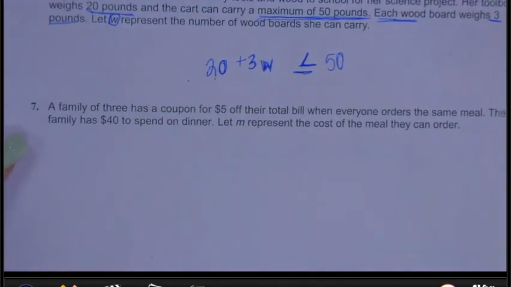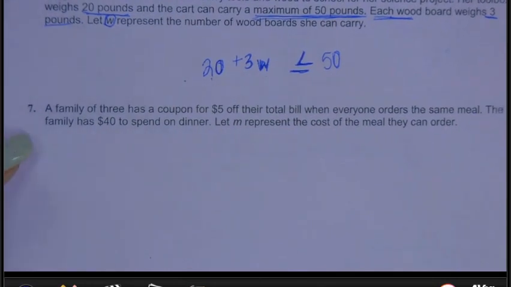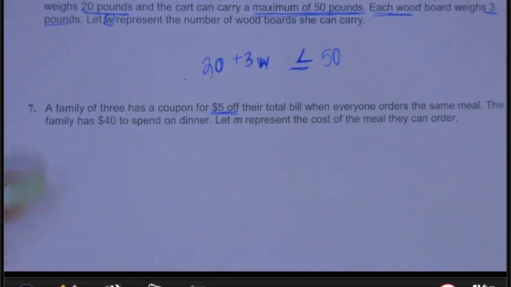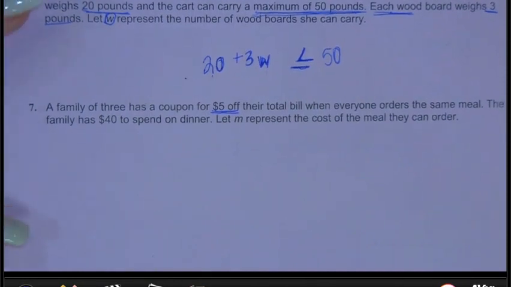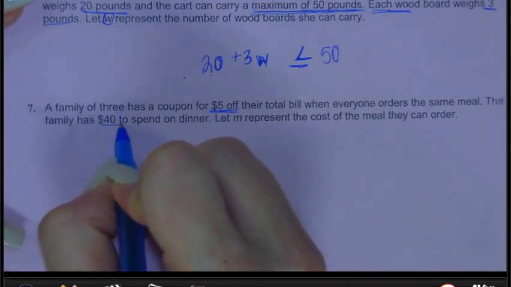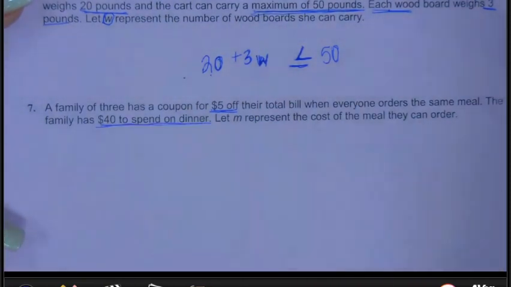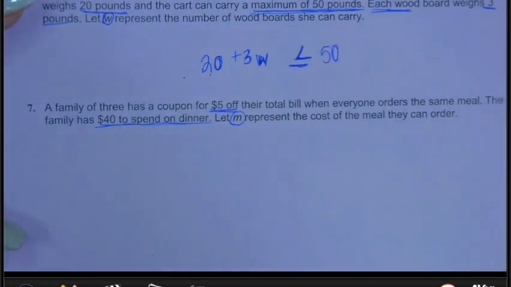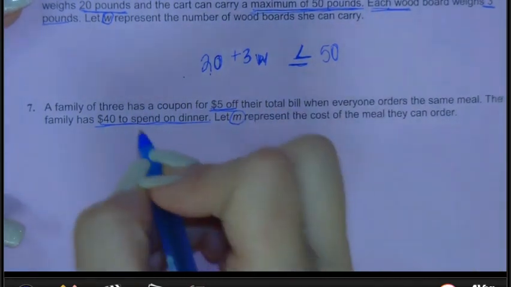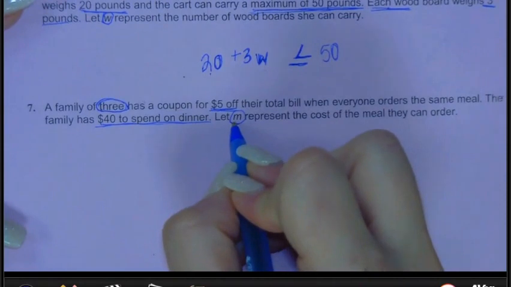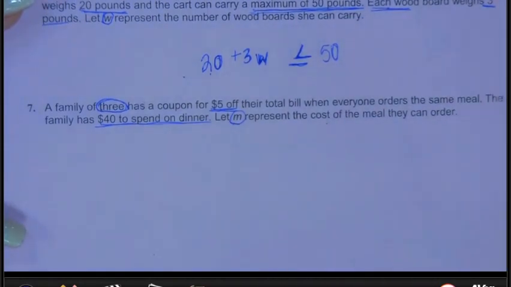All right, let's try one more. A family of 3 has a coupon for $5 off their total bill when everyone orders the same menu item. The family has $40 to spend on dinner. Let M represent the cost of the meal they ordered. So I have 3 people in my family, and M is representing the cost of the meal.